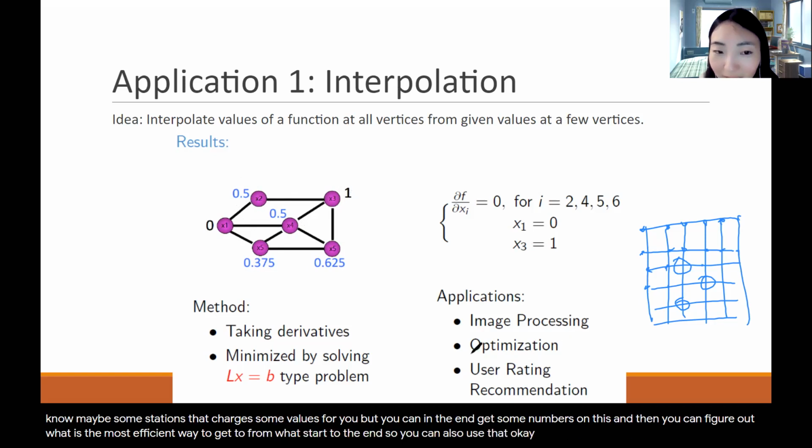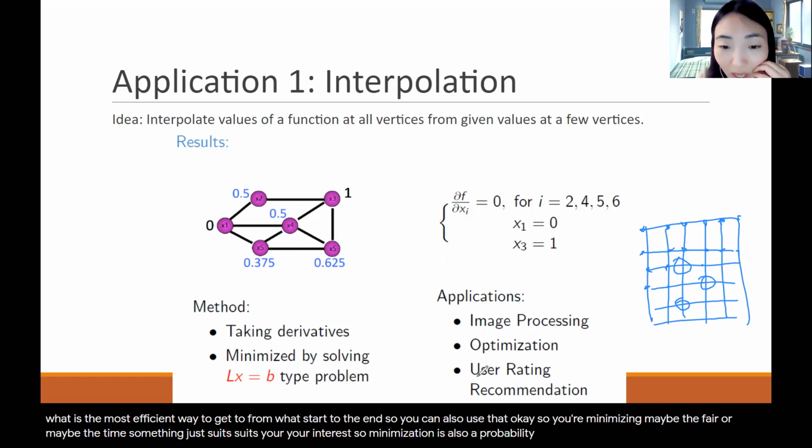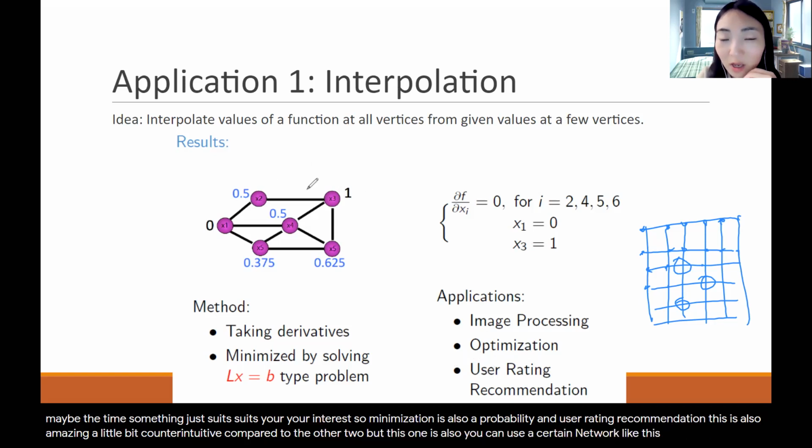Okay, so you're minimizing maybe the fare or maybe the time, whatever suits your interest. So minimization is also a probability. And user rating recommendation, it may seem a little bit counterintuitive compared to the other two. But this one is also, you can use a certain network like this.